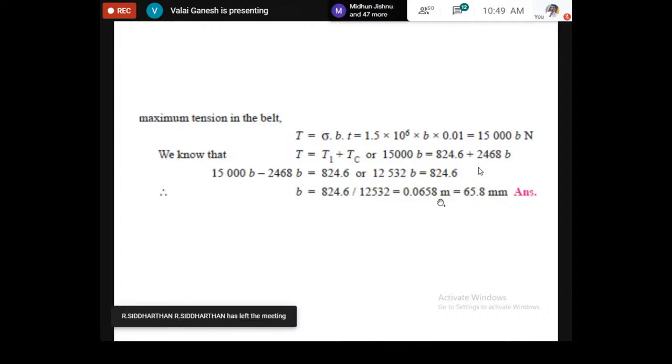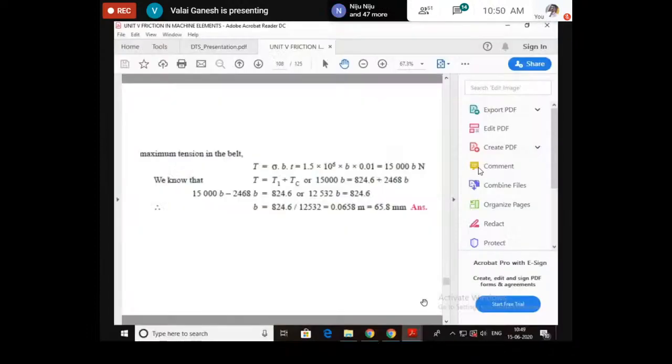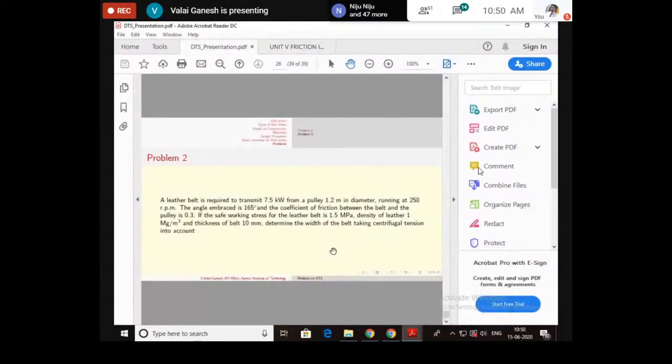So this is the second thing for you. I showed two problems: one with the centrifugal tension, how to solve the problem, and the second without centrifugal tension. This is for flat belt drive, and another session by my colleague Mr. Karthikeyan sir will handle V belt drive.